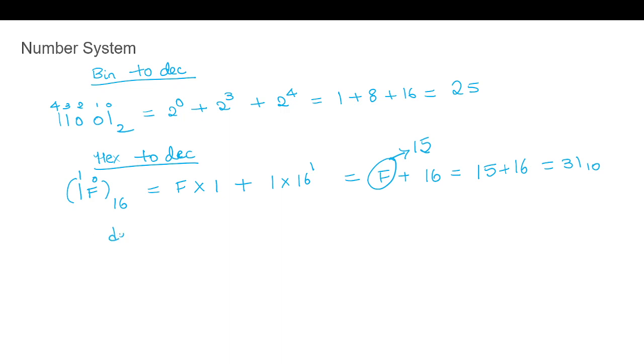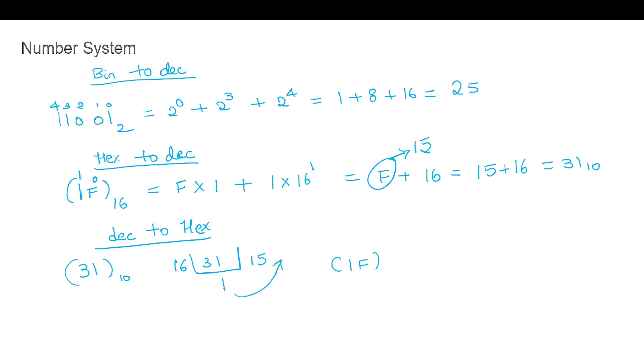Now let's see the procedure to convert from decimal to any other number system. For example, let's consider hexadecimal. I'm taking 31, which is in decimal. If I want to convert that to hexadecimal, I have to perform long division. It is 16 for hexa, 8 for octal, and 2 for binary. So 16 into 1 is 16, and 15 is the remainder. We write in this order, so it is 1F, and this is in hexadecimal.